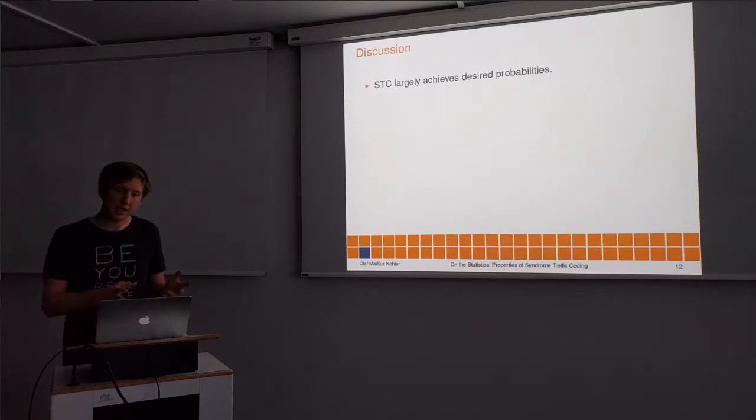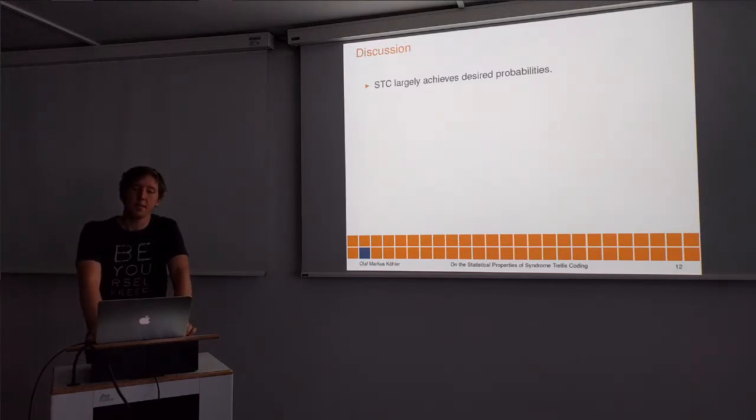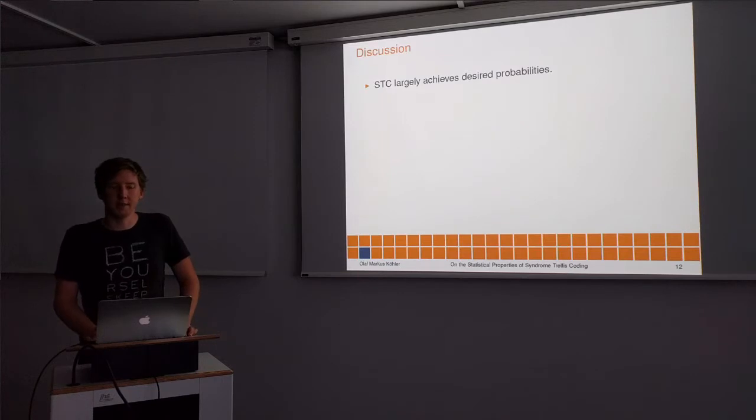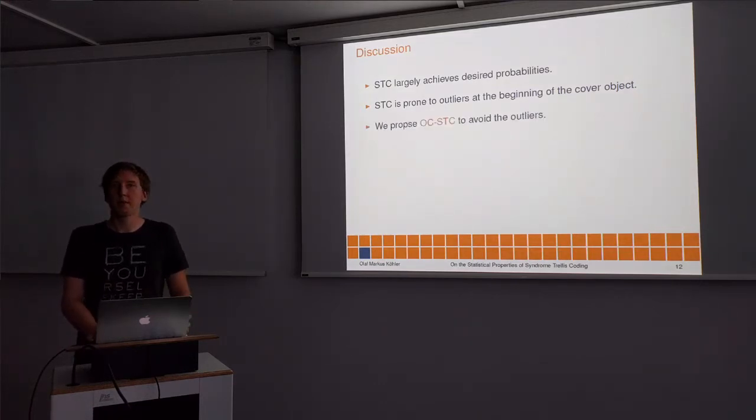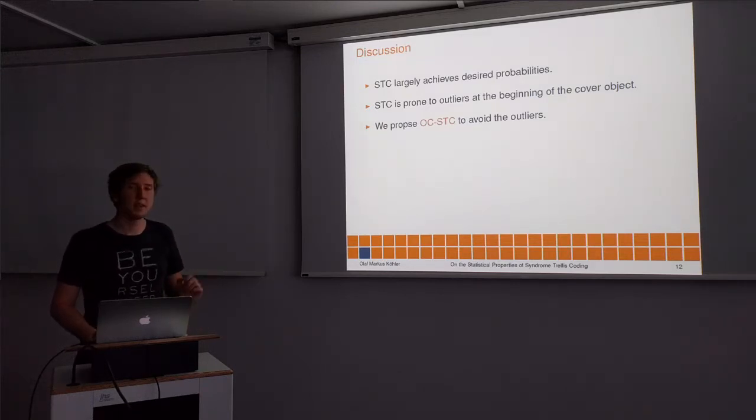Okay, so let's sum it up. What we saw is that syndrome Trellis coding actually largely achieves the desired probabilities. However, there are some outliers, especially syndrome Trellis coding is prone to these outliers at the beginning of the cover object. Thus, we propose the outlier-corrected syndrome Trellis coding to avoid these outliers. There obviously needs to be more research, but this was our proposition for now.